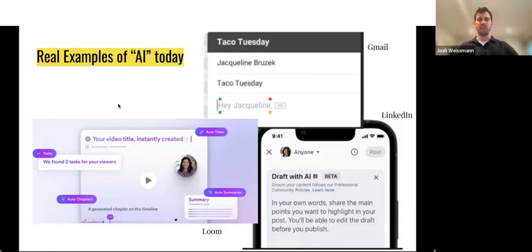Again, generative text. And on the bottom left, we see a company called Loom providing something that's slightly more advanced in a way, different, has more to it, where it takes a video, converts the video into a transcript, right?